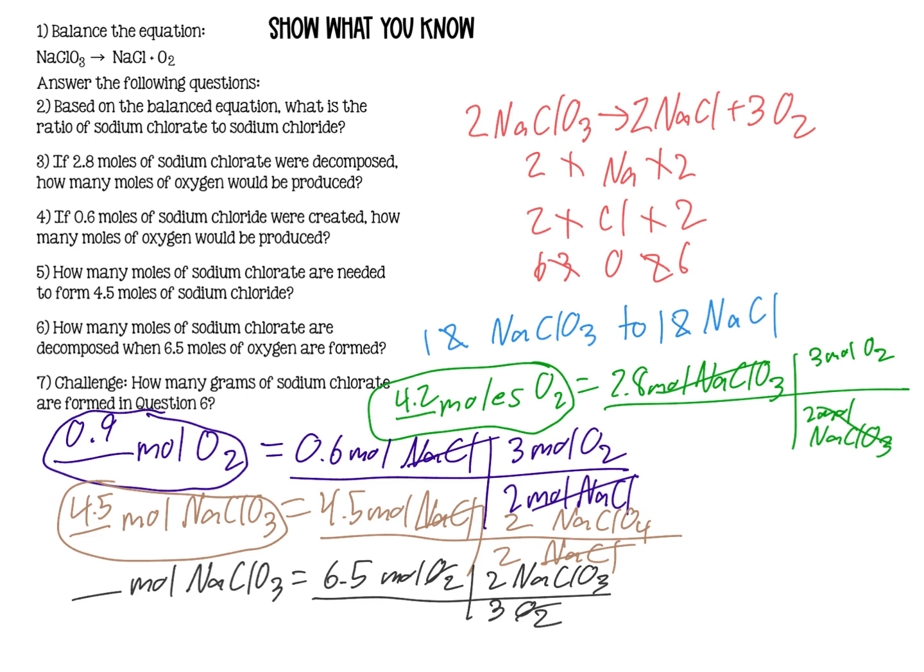Now, let's cancel out our units. We're going to multiply by numbers on top and divide by numbers on bottom. The answer then rounds to 4.3 moles of sodium chlorate.